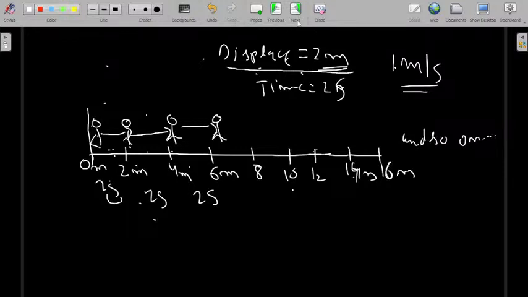And is this velocity uniform or non-uniform? This velocity is uniform, and why is it said to be uniform? Because in equal intervals of time, equal distance is getting covered in each successive 2 seconds. From 0 to 2 seconds, then from 2 to 4.